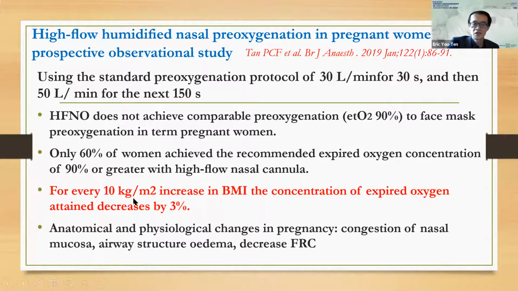And for every 10 kg/m² of BMI increase, the expired oxygen decreases by 3%. Again, highlighting the fact that not only do you have to deal with a physiological airway, but you also have to deal with a high BMI, which can affect the physiological airway.